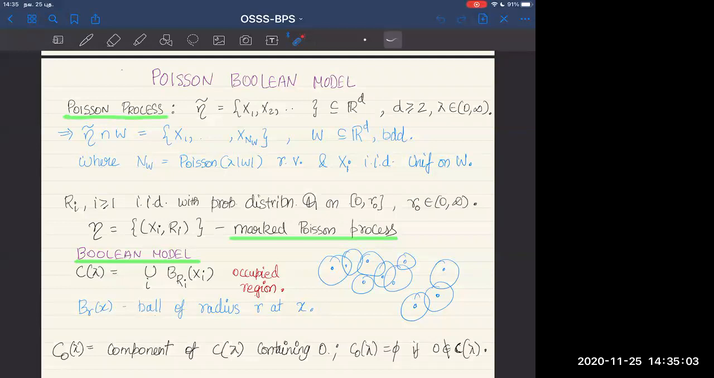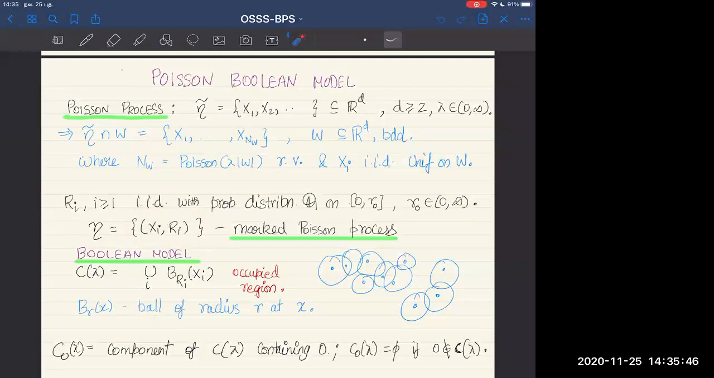Now what do I do? To each of the points, I attach a radius, which I call R_i. The R_i's are IID with a distribution Q which has compact support, say the support is 0 to R_0, and these are non-negative random variables. I attach each R_i to an X_i. This is the marked Poisson process, or in general, the Poisson process with radii.